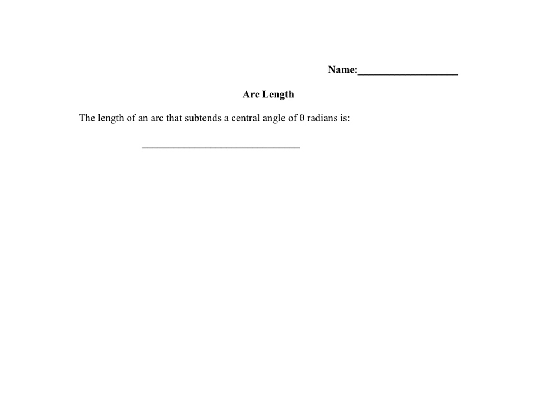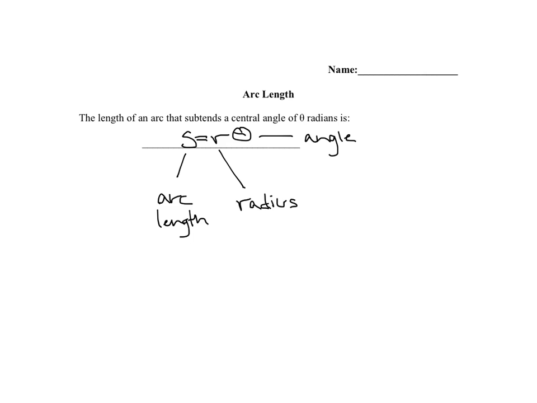Today we're going to talk about two sets of formulas. The first set of formulas we're going to talk about is the arc length formula. The arc length formula is S equals R theta, where S is going to represent the arc length, R is going to represent your radius, and then theta is going to represent your angle, and this must be in radians.